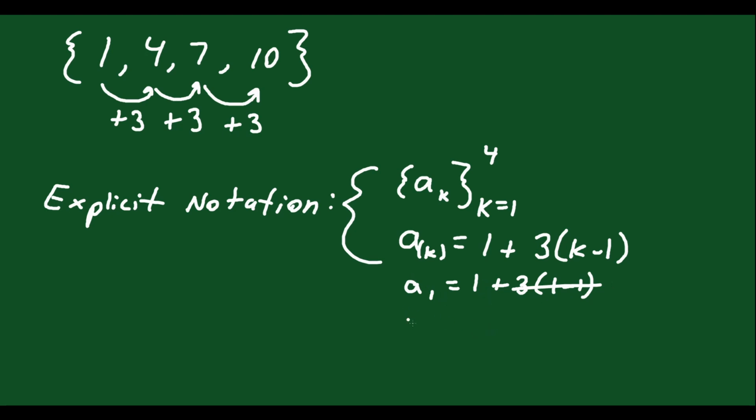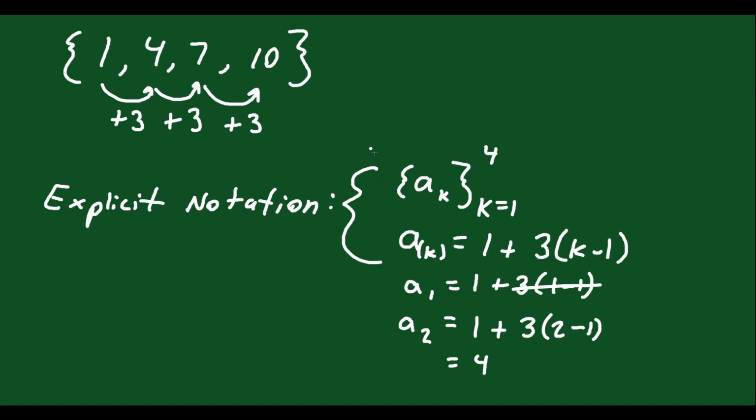Well, what if you want to find A2, the second term? Well, then you would say 1 plus 3 times (2 minus 1), because now you're looking for the second term. 2 minus 1 is 1. 3 times 1 is 3, so we're adding 3 just one time. And 3 plus 1 is going to be 4. And of course, the second term is 4.